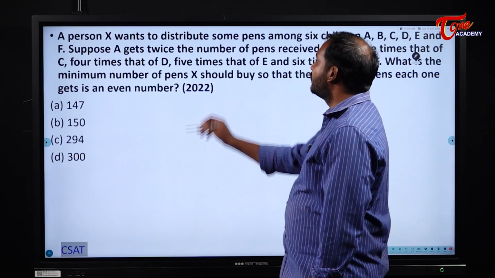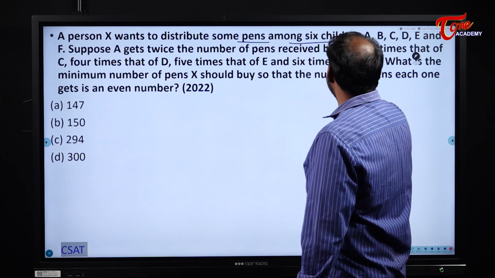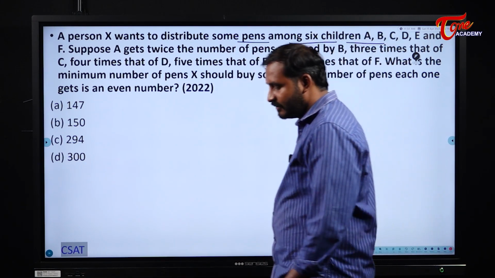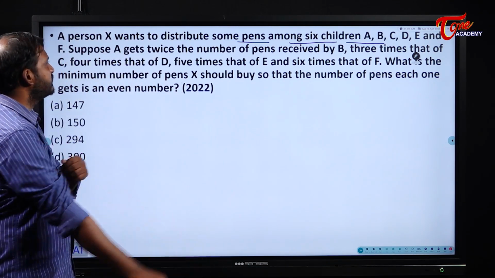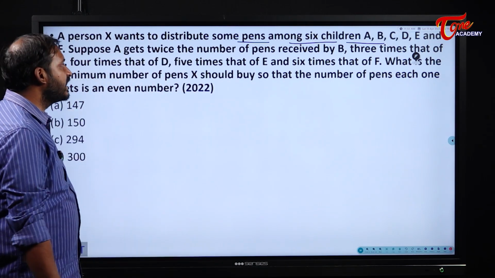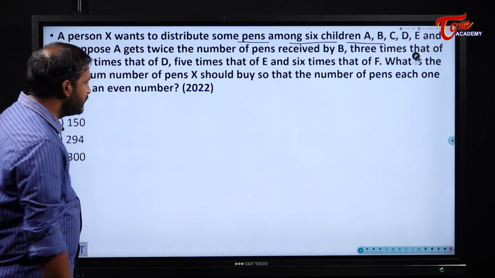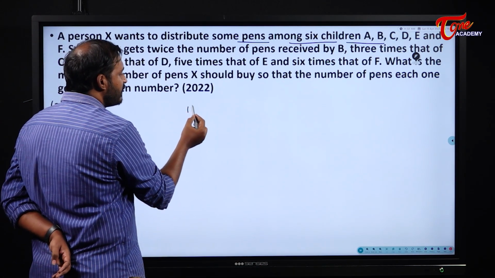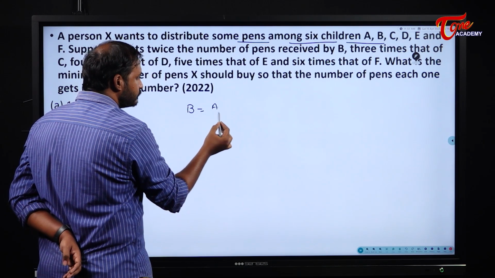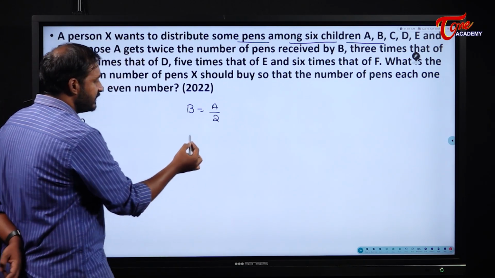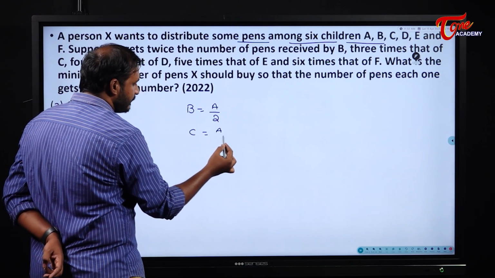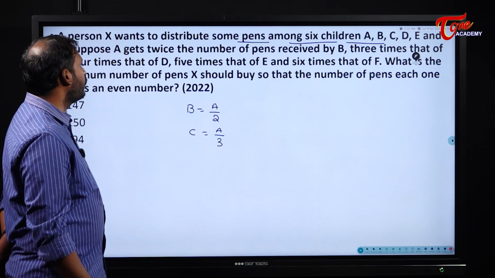A person X wants to distribute some pens among 6 children A, B, C, D, E and F. Suppose A gets twice the number of pens received by B. That means B value will be equal to A by 2. Next, 3 times that of C. That means C value will become what? A by 3.